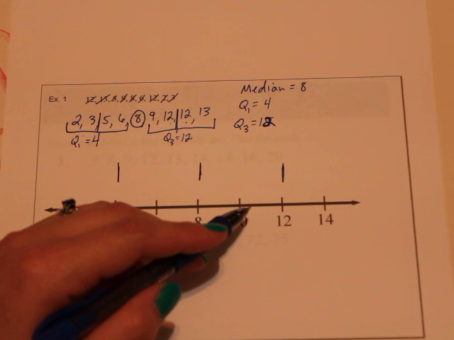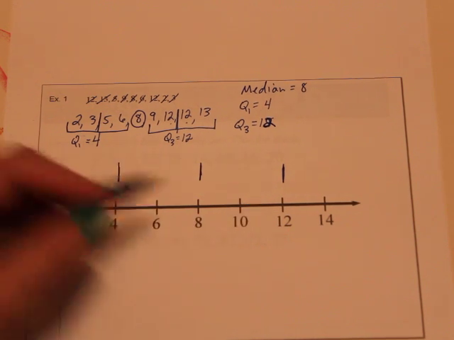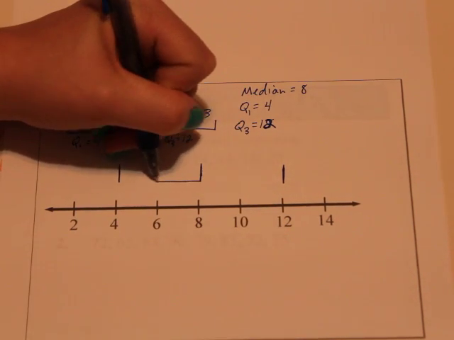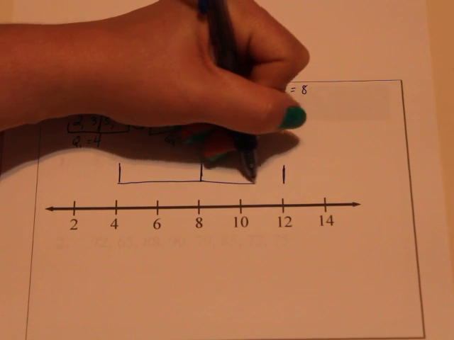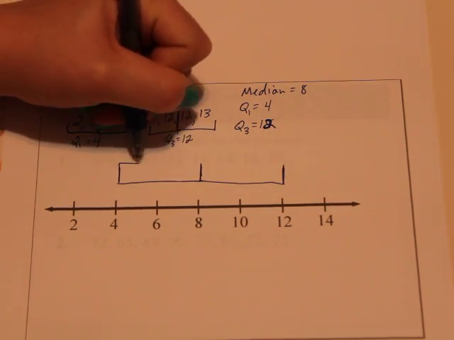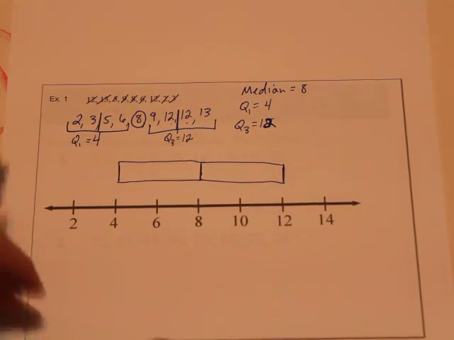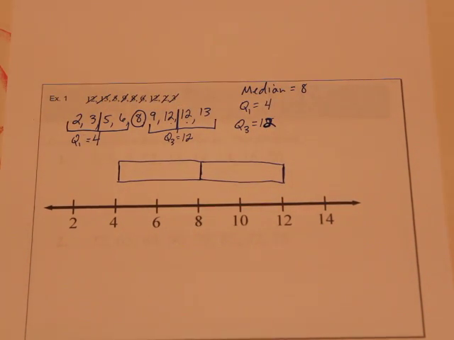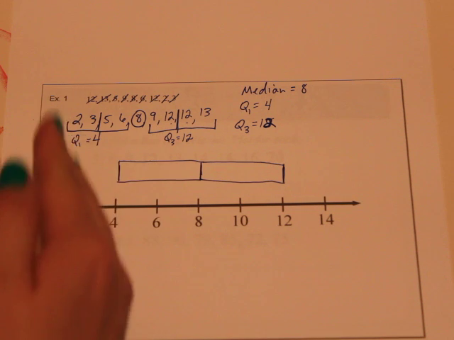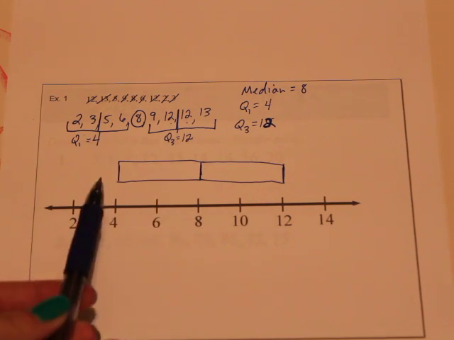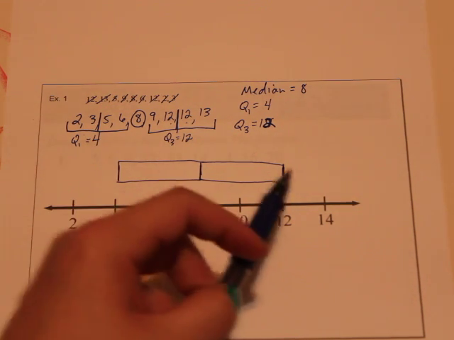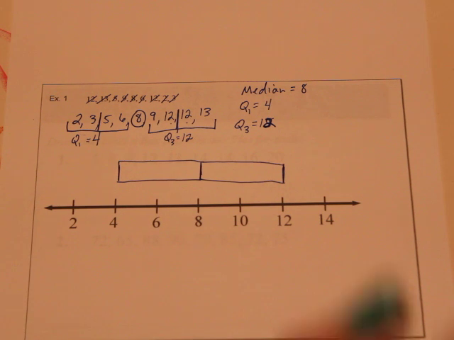Now we need to do step 5, which is to connect the 3 lines to make your box. So draw there, and then across the top. So there is our box. And you can see right now that our data is kind of spread evenly on both sides of the median. You see how from 8 to 4, that's a distance of 4. From 8 to 12, that's also a distance of 4. So our data is pretty evenly balanced.